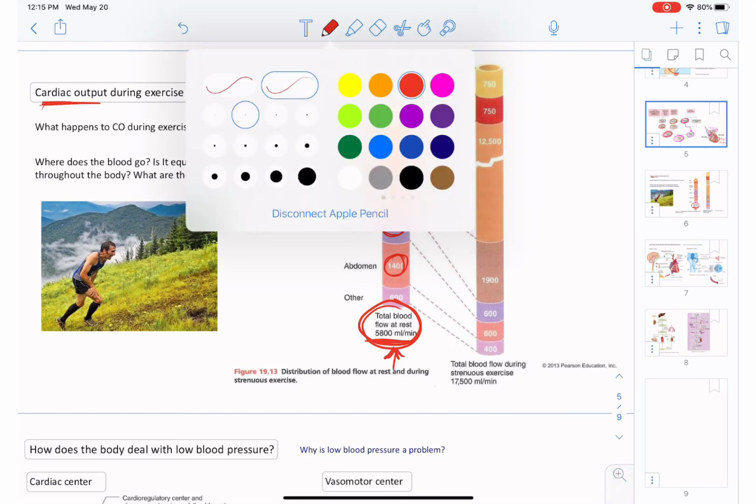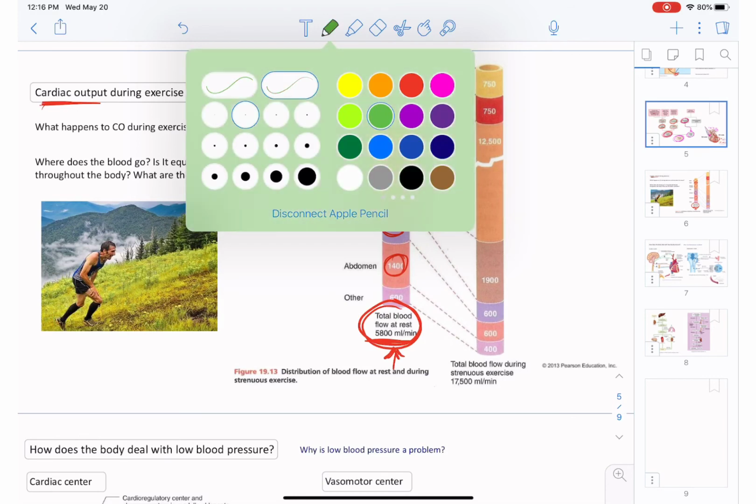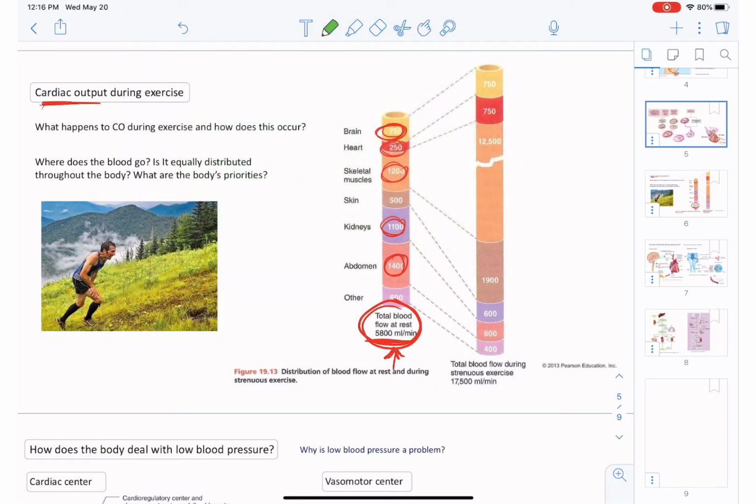Now, during exercise, we increase cardiac output through those increases in heart rate and increases in stroke volume. And our cardiac output goes up to about 17,500 milliliters per minute. So it almost triples. And what this figure is showing is where all of this blood is now going. So we can compare where blood goes at rest to where blood goes during exercise.